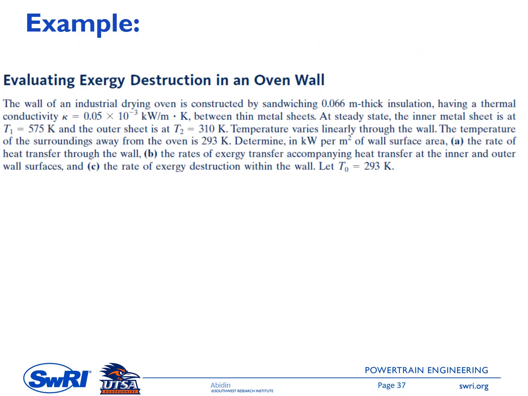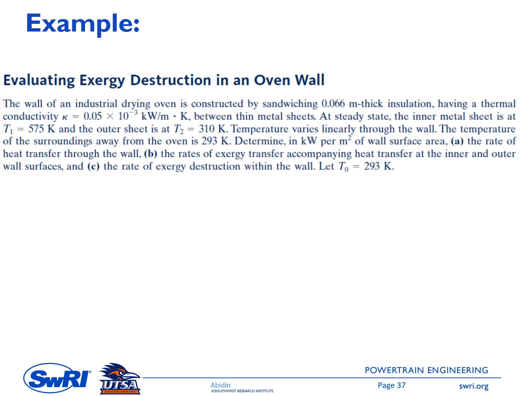Let's take a look at this second example. Here we evaluate exergy destruction in an oven wall. Here we have a wall of an industrial drying oven. This wall is constructed by sandwiching 0.066 meter thick insulation, having a thermal conductivity of k equal to 0.05 times 10 to the power of minus 3 kilowatt per meter Kelvin, between thin metal sheets. So you have insulation, and on both sides it has thin metal sheets. That's why it's a kind of sandwich here.